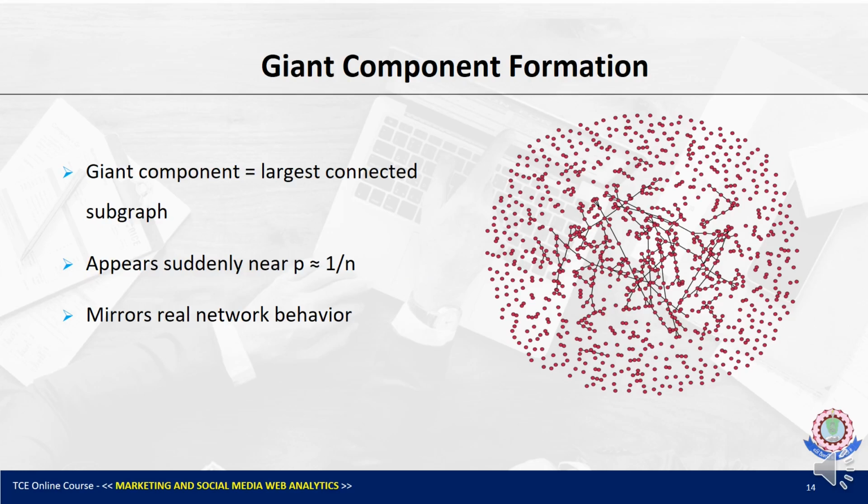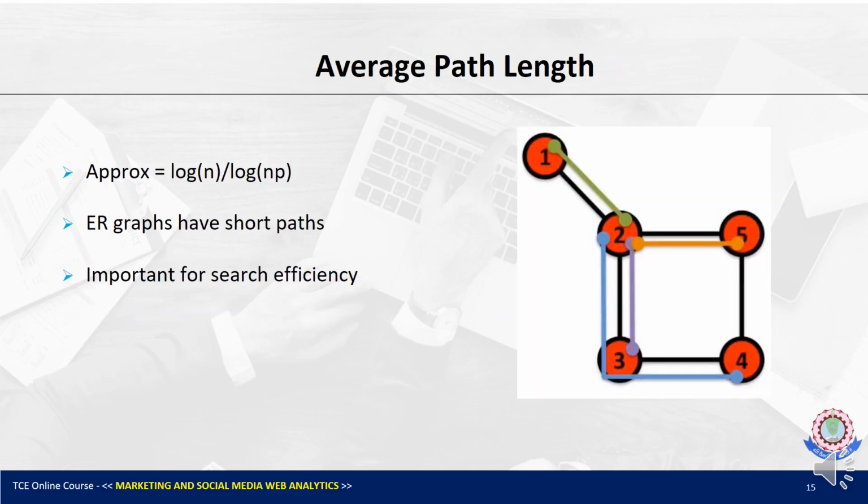Giant component formation. A giant component is a large connected subgraph. Once p crosses 1/n, a large connected component suddenly appears. Average path length. Average path length can be calculated using the formula log n divided by log(np). ER networks exhibit short paths, similar to small-world behavior.